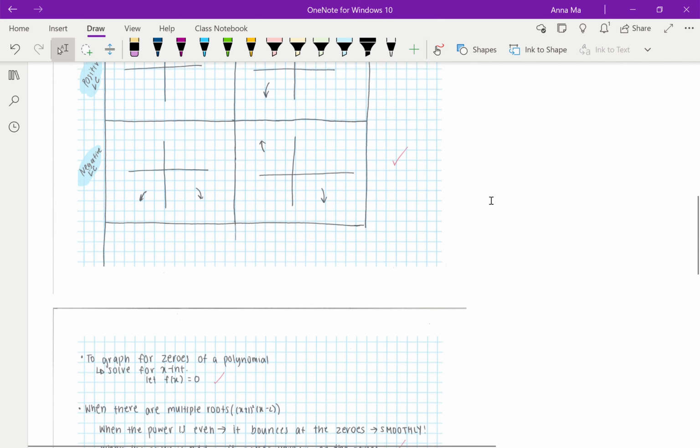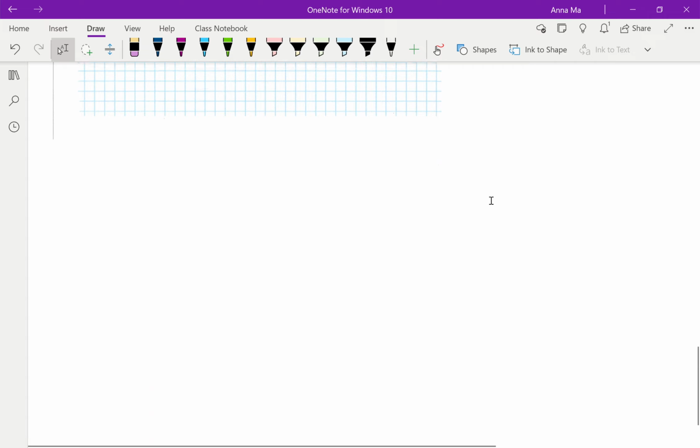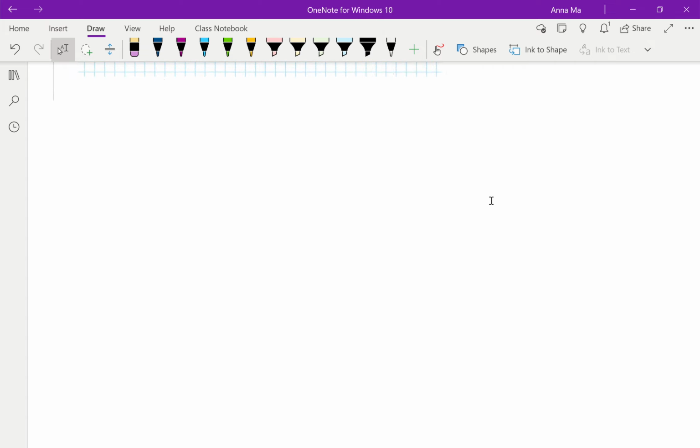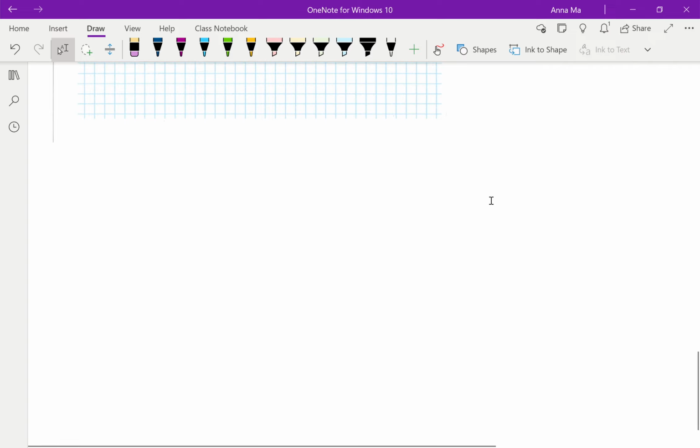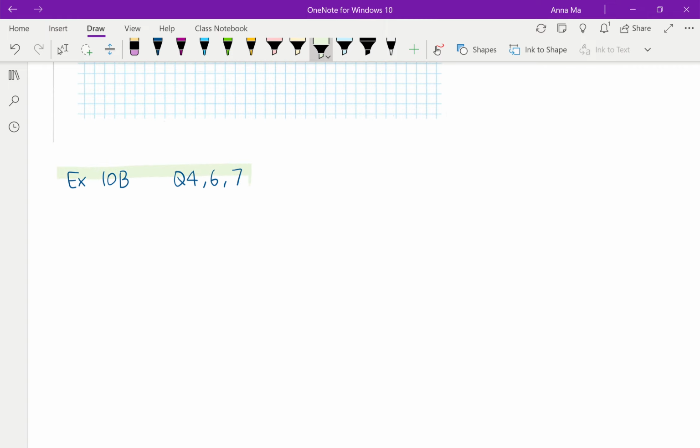Now for this one, the homework. Oh, I thought I had the homework on the bottom of the page. I think it just disappeared, but maybe I'll just write it down here again. The homework for this exercise will be exercise 10b, questions 4, 6, 7. That's all you have to do for this exercise.